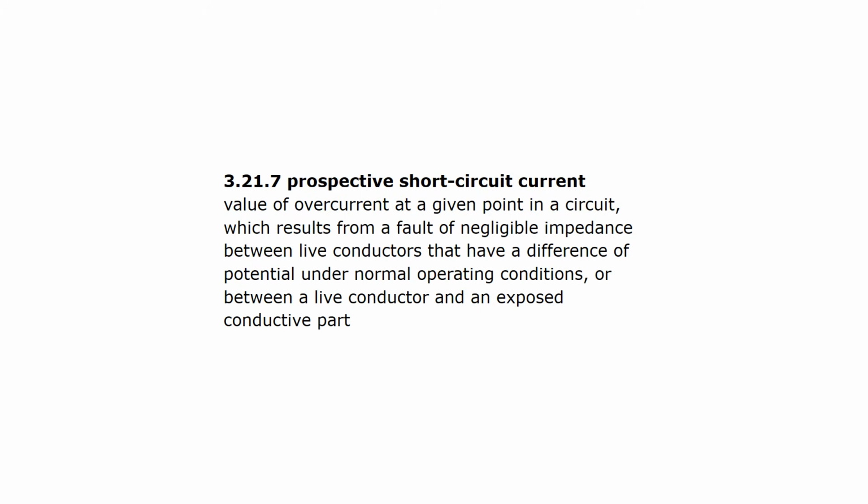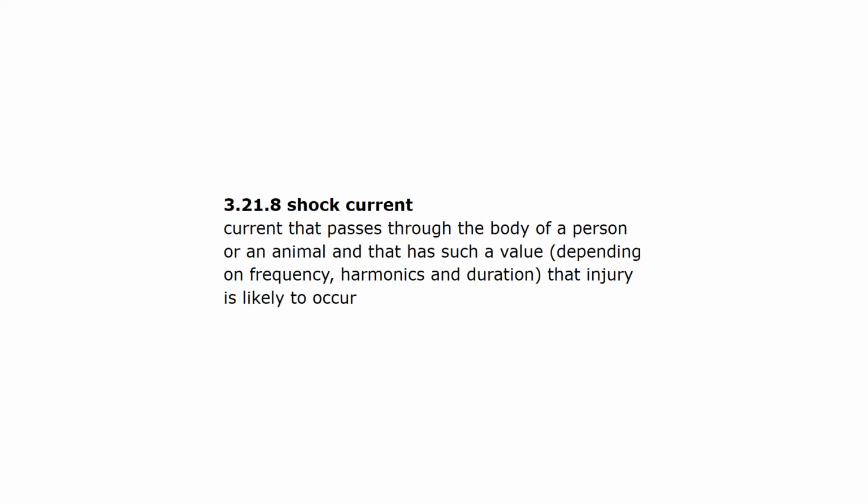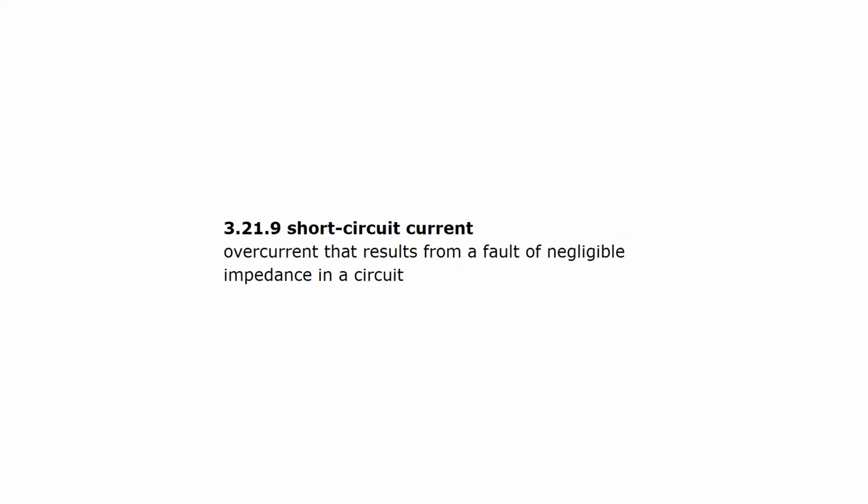Prospective short circuit current, value of overcurrent at a given point in a circuit, which results from a fault of negligible impedance between live conductors that have a difference of potential under normal operating conditions, or between a live conductor and an exposed conductive part. Shock current, current that passes through the body of a person or an animal and that has such a value, depending on frequency, harmonics and duration, that injury is likely to occur. Short circuit current, overcurrent that results from a fault of negligible impedance in a circuit.